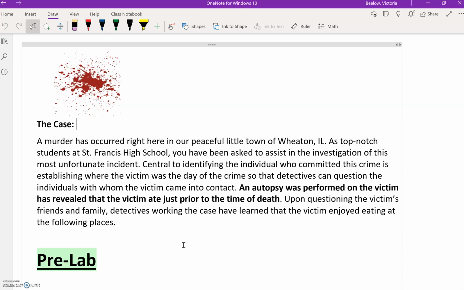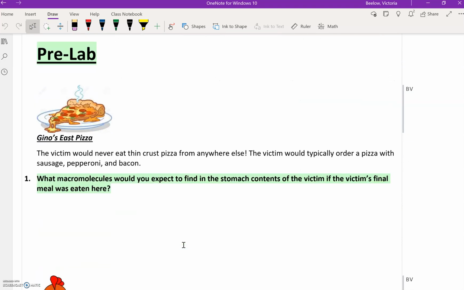Before we get to the lab itself, there are some pre-lab questions that will help with the lab part itself and figuring out where the victim last ate. So for the pre-lab, I have the 3 restaurants where the victim last ate and what they like to eat at that restaurant. Answer the questions that are highlighted in light green, you can see here, as to what macromolecules would be present in the victim's stomach contents if they last ate their meal here.